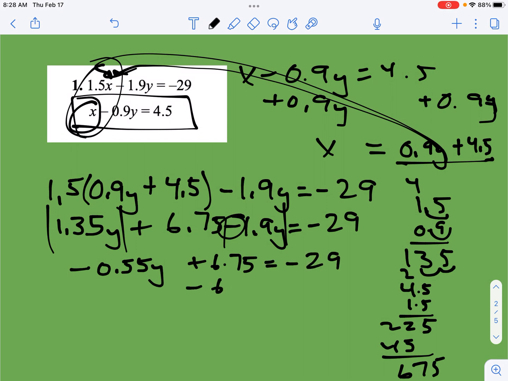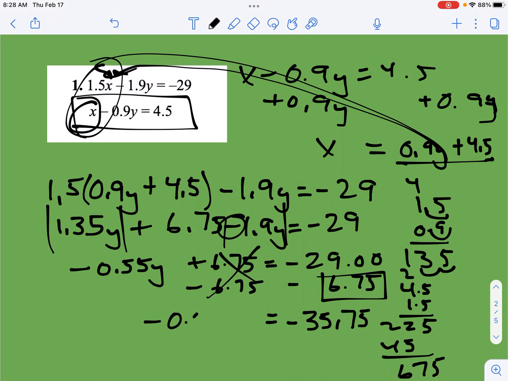Now we're going to subtract 6.75. Another trick on these: you can do this one of two ways. The first way I like is to subtract 7 instead of 6.75, and that will give me, actually, no, we have negative, so we're adding these. This is easy. I'm glad I caught that. 35.75, and then this is gone, and you have negative 0.55y. At that point, you would divide both sides by negative 55 hundredths.